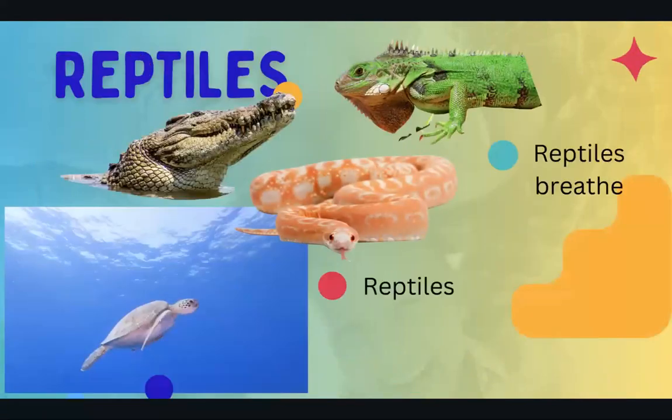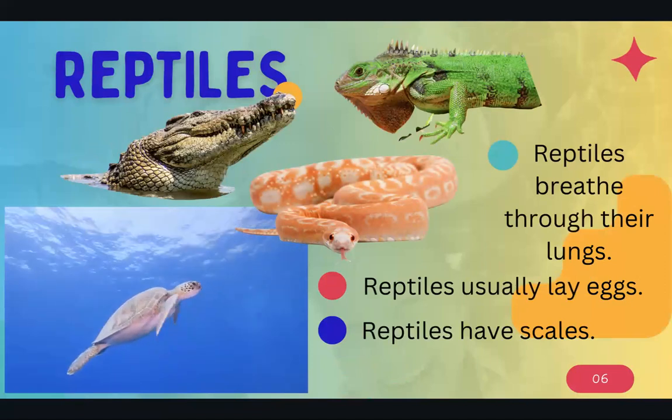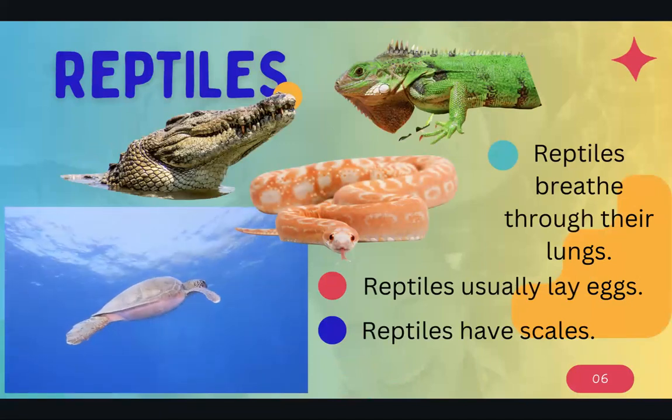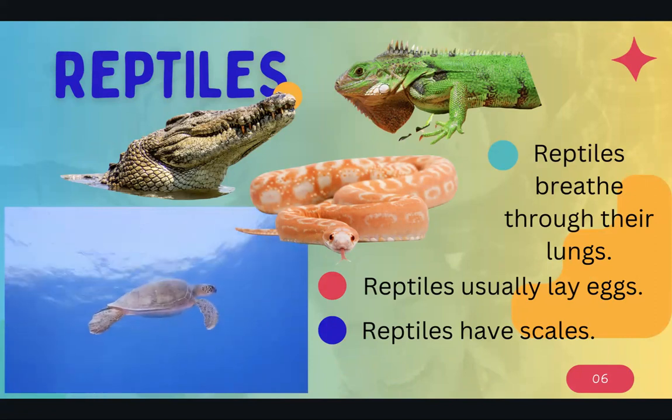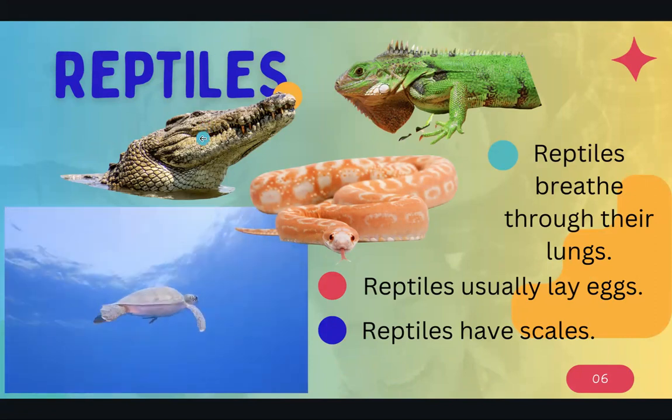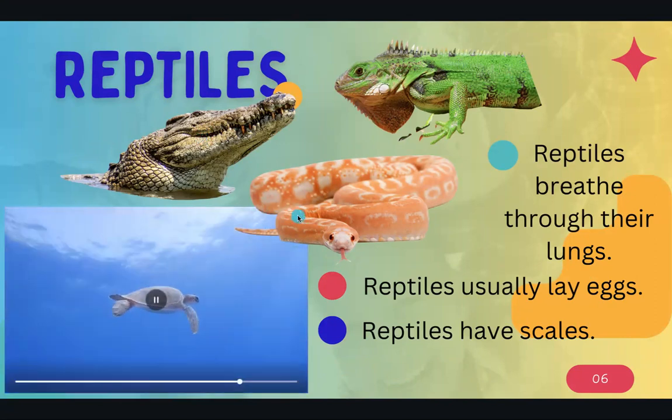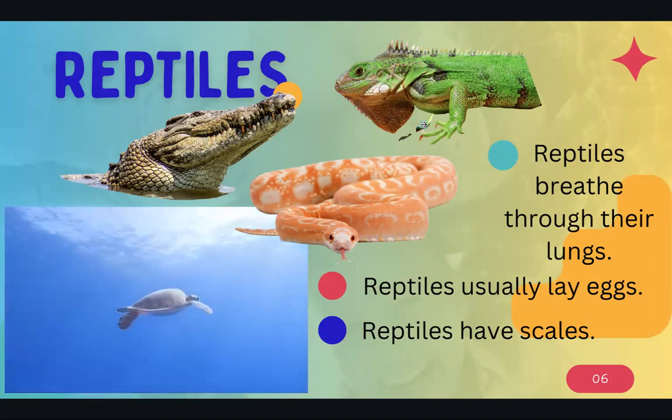And now we come to the reptiles. All right, those are examples of reptiles: the turtle, the crocodile, snakes, lizards. Those are all reptiles. All right, reptiles breathe through their lungs. Even the snake, if there are some sea snakes, they have to get up on the surface to breathe some air.